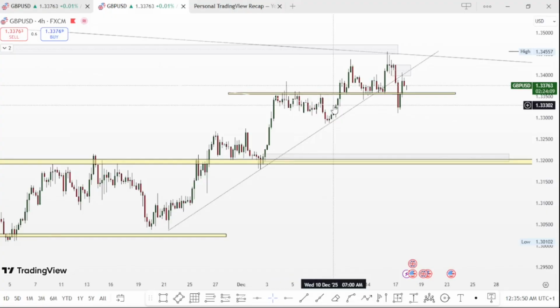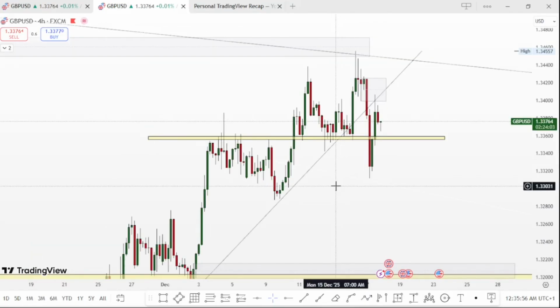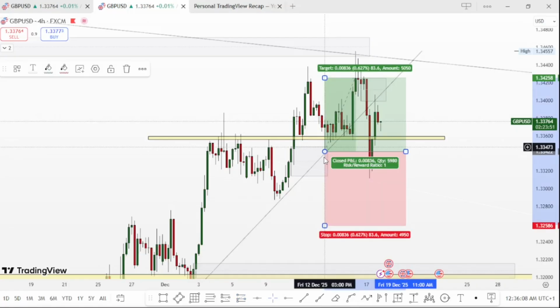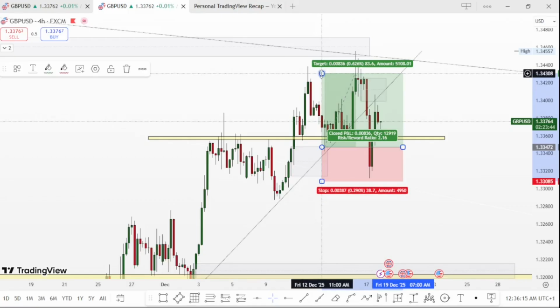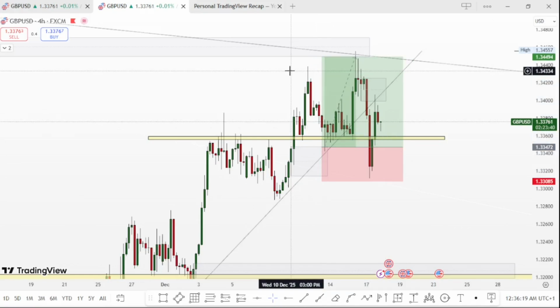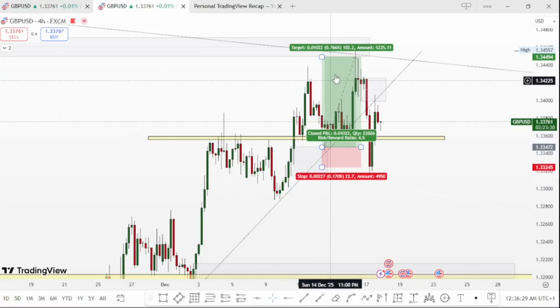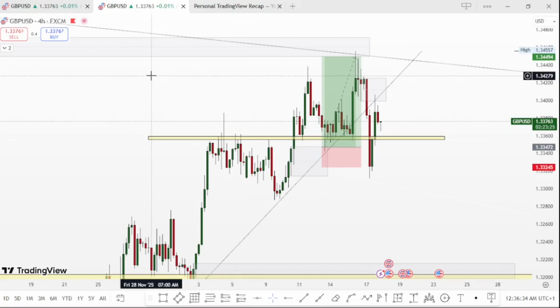So I caught this buy right about here. Check my Telegram channel, my X account, and you'll see I caught this buy, somewhere around here, and took it to the upside. So this is what I did on GBPUSD, something like this. Yeah, I caught this buy on GBPUSD, the same way I caught that EU entry. And that's that.